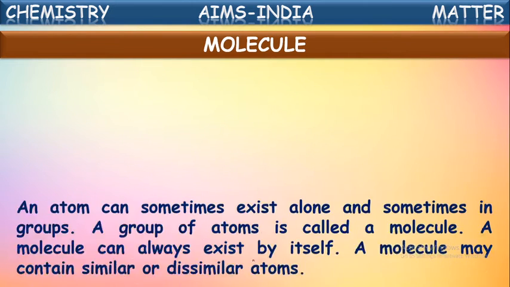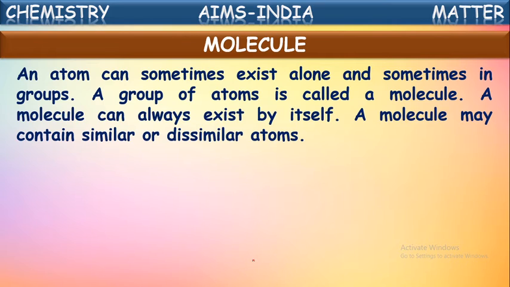What is a molecule? An atom can sometimes exist alone and sometimes in groups. Some elements have atoms which can exist independently, but some elements have atoms which cannot exist independently. They exist only in the form of groups. A group of atoms is called a molecule.